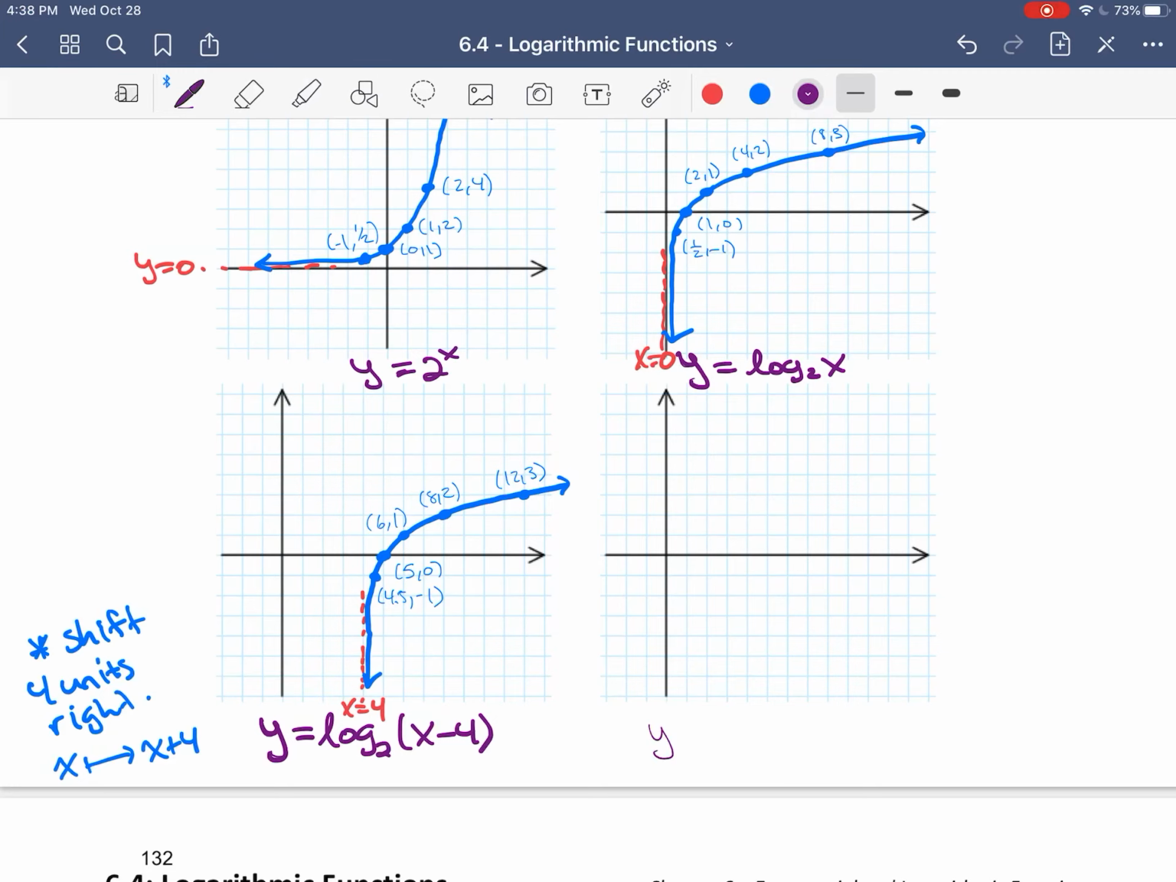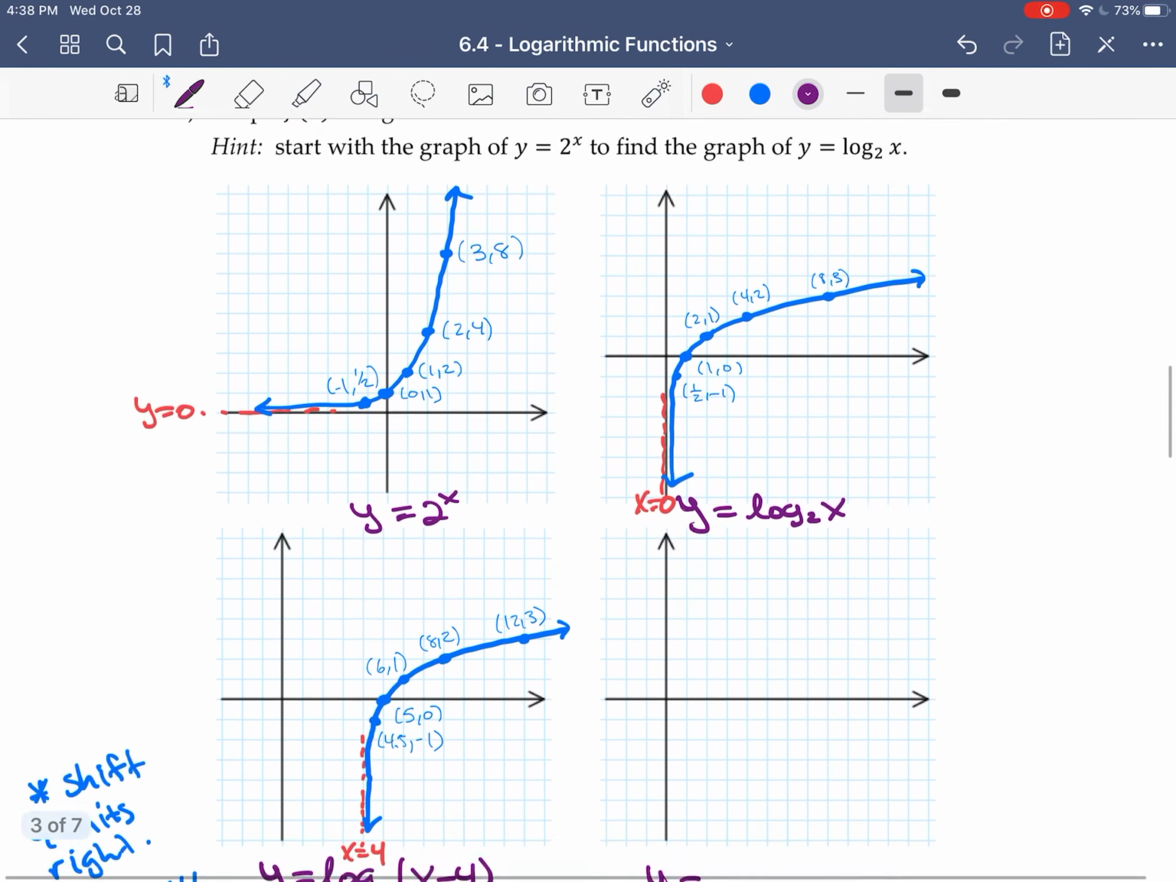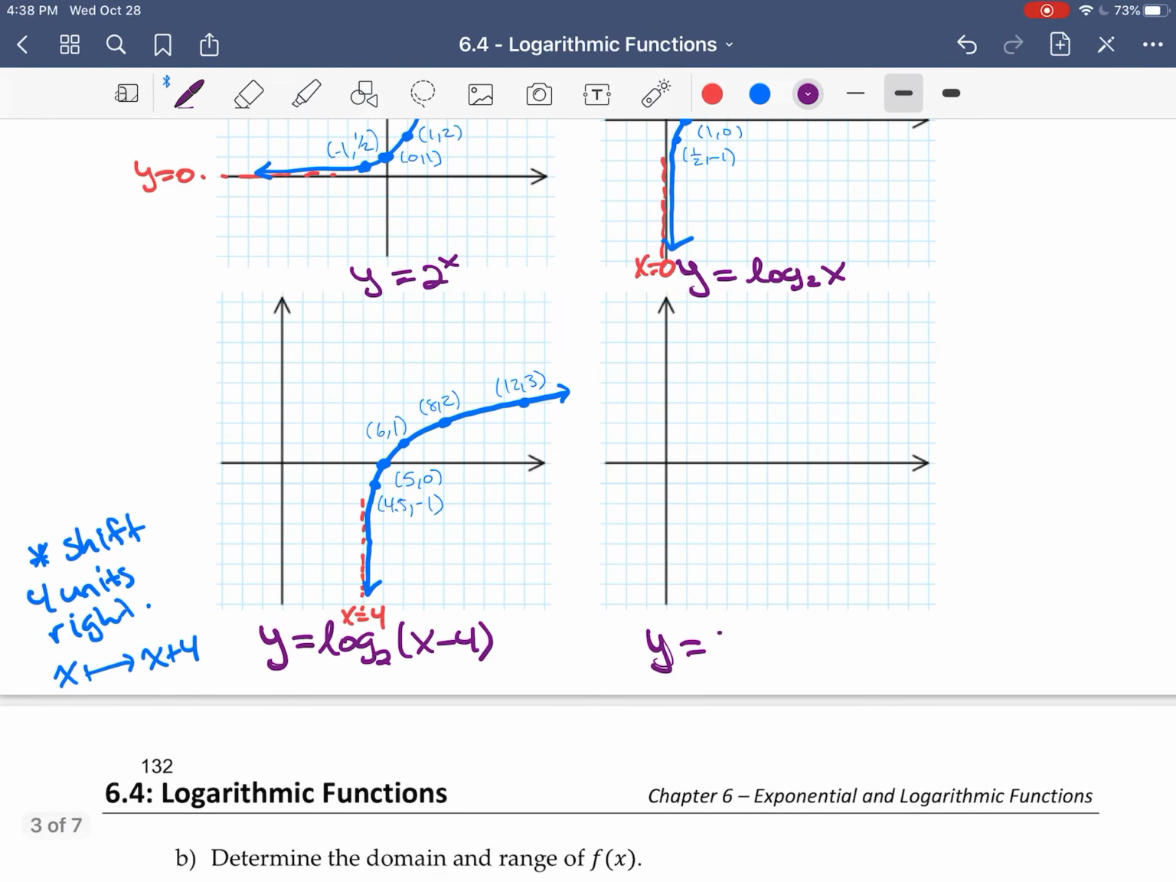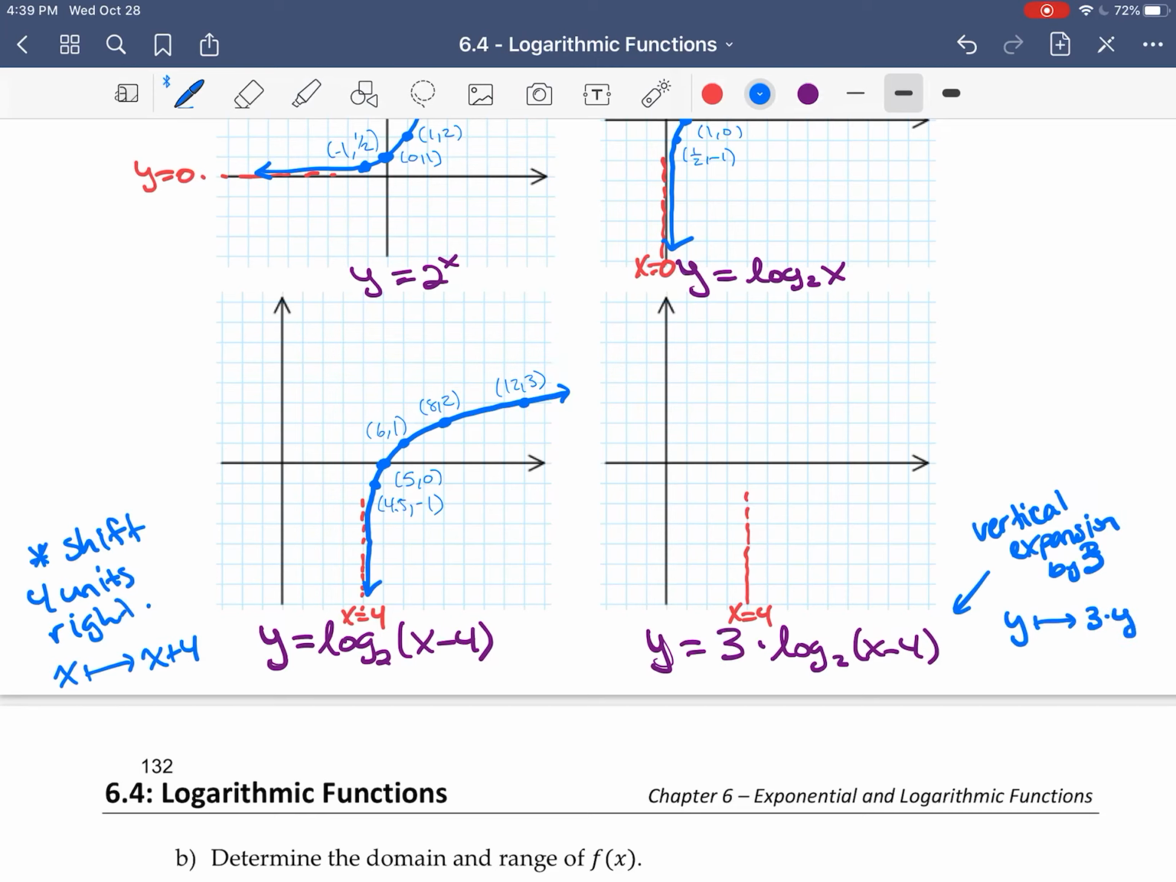And then finally, it is 3 times that. So it's going to be 3 log base 2 of x minus 4. This is not going to move the vertical asymptote. But what it's going to do is a vertical expansion by 3. So my old y value is going to be replaced with 3 times my old y value.